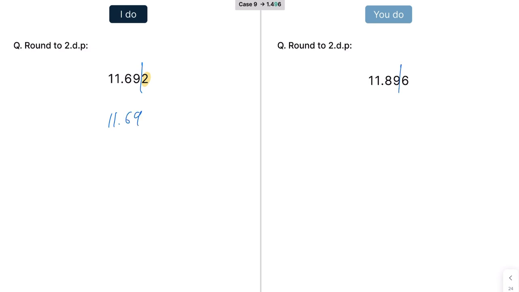Draw the line. Look at the decider. So in this case, the decider is 5 or more. So that means I'm going to round the 9 up. So that becomes a 0. 1 carries over. That becomes a 9. So that's 11.90.